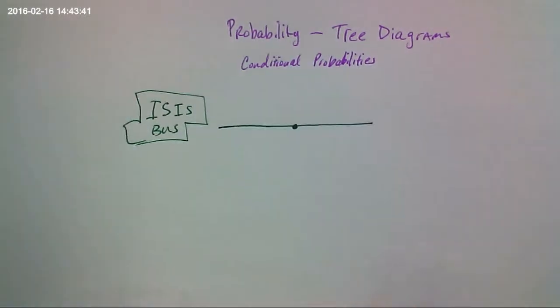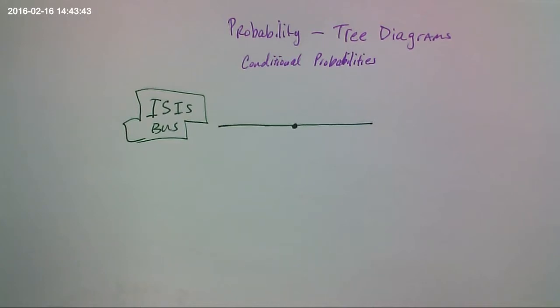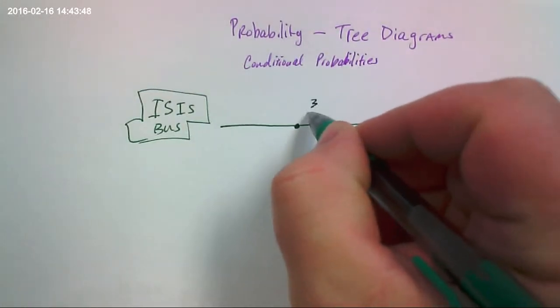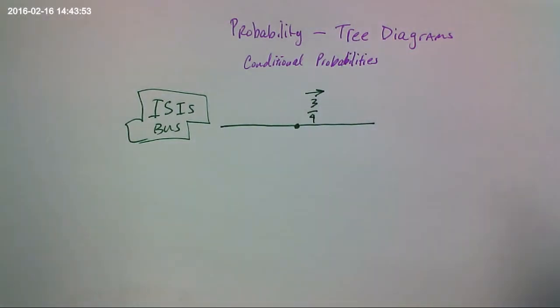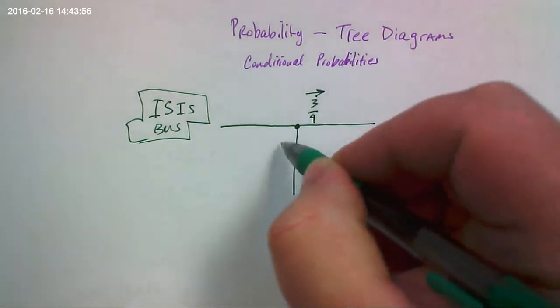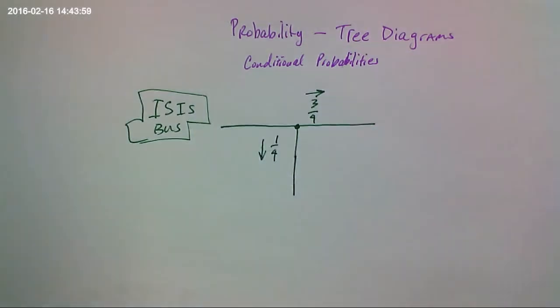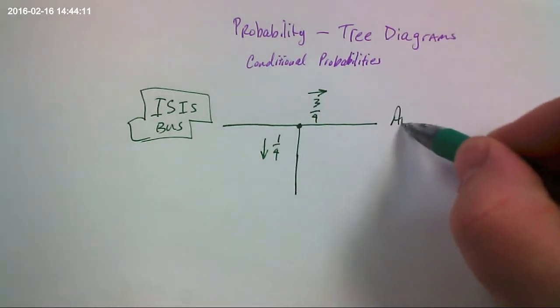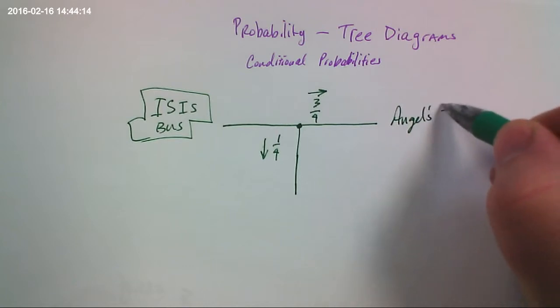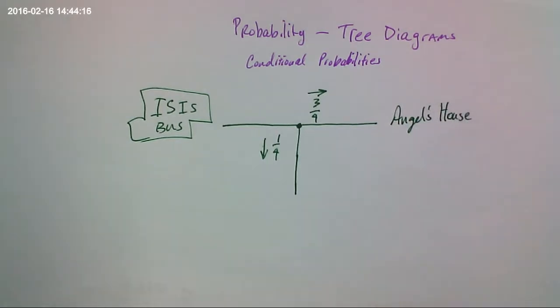And there's an intersection right here. Now, apparently when you're wearing a suicide vest, it's hard to turn the steering wheel. So there's a three-fourths probability that when they get to the intersection, they're going to go straight. And there's a one-fourth probability that they're going to turn. On this intersection, they can only go right. So I want to know, who lives right here? Angel? Angel's house is right here.